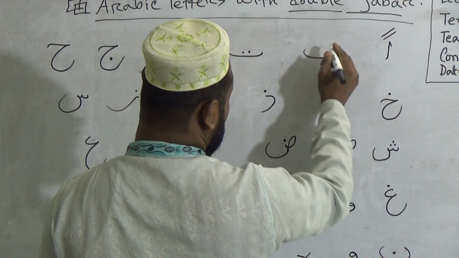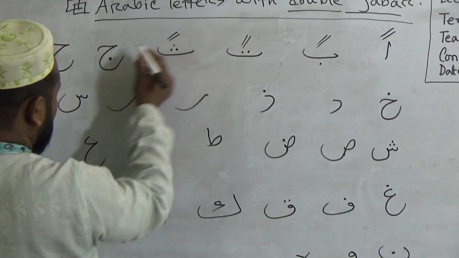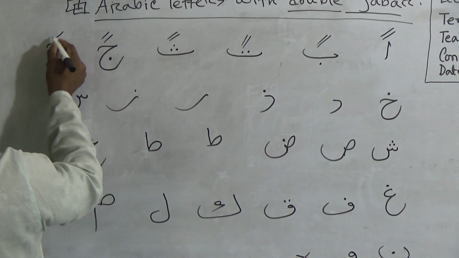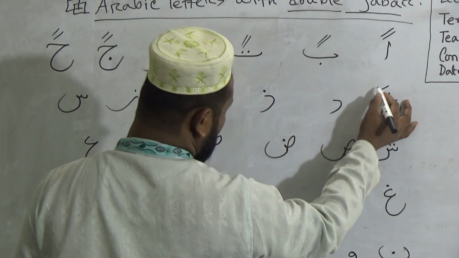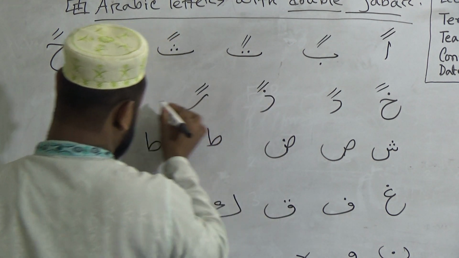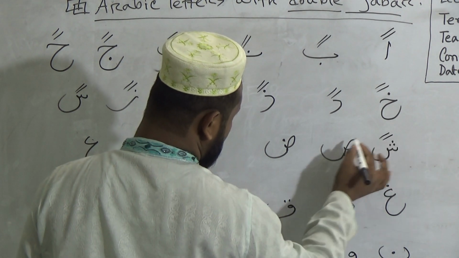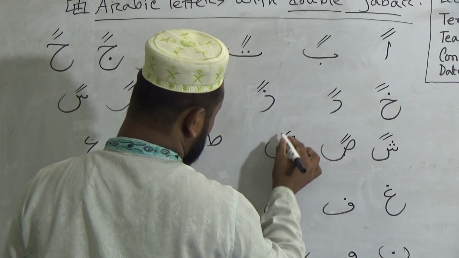Alif dui Jabur An, Ba dui Jabur Ban, Ta dui Jabur Tan, Sa dui Jabur San, Jim dui Jabur Jan, Ha dui Jabur Han, Kho dui Jabur Khon, Dal dui Jabur Dan, Zal dui Jabur Zan, Ro dui Jabur Ron, Za dui Jabur Zan, Sin dui Jabur San, Shin dui Jabur Shan, Sod dui Jabur Son, Dod dui Jabur Don.